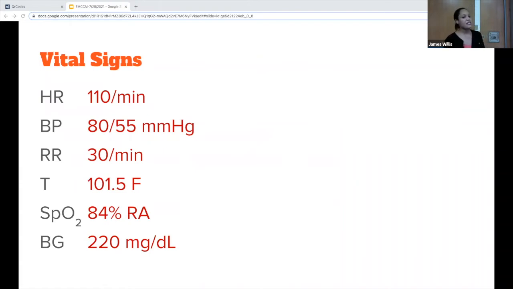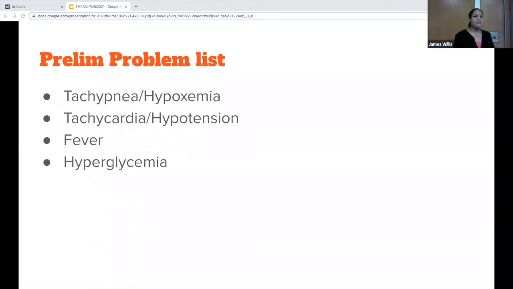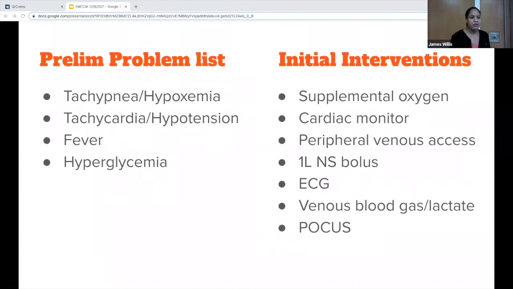His vital signs are notable for tachycardia to 110, blood pressure at 80 over 55, respirations of 30, temperature of 101.5, saturating 84% on room air, and his blood glucose is 220. So preliminary problem list for this guy, we've got tachypnea and hypoxemia, we've got tachycardia and hypotension, we've got fever, and we've got hyperglycemia.